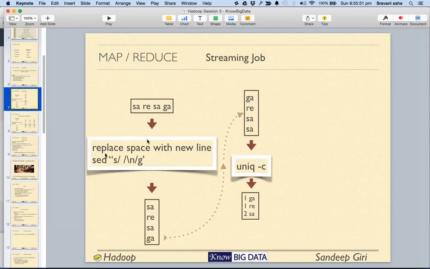So the way it works is that when the SED mapper is called on each line, it will convert that into one word per line. And this dashed line represents what Hadoop will do with your data.